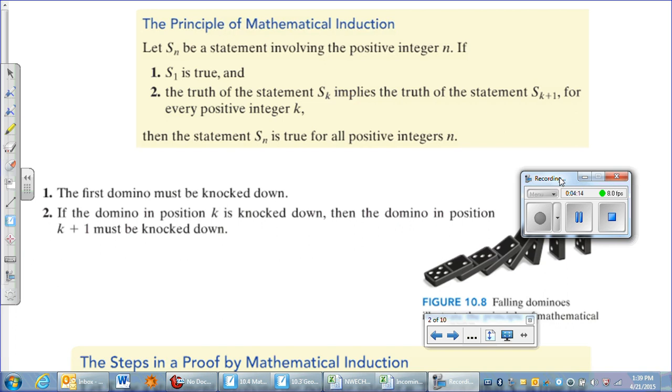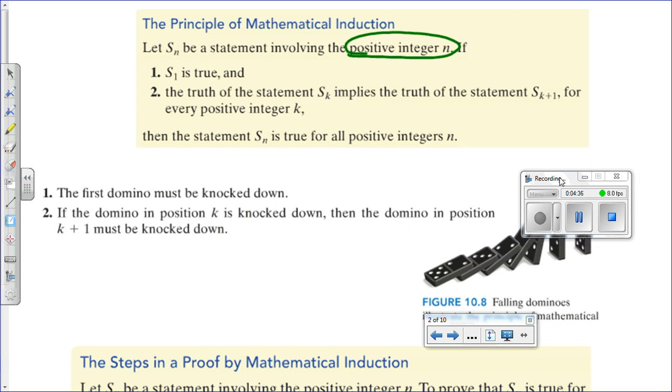Okay, so several real math formulas have been proven using mathematical induction. And so, like I was showing you with the dominoes, we're going to start with the principle of mathematical induction. It states that for any positive integer n, if you can prove that s sub 1 is true, and then after that, we're going to make an assumption. We're going to assume that s sub k is true. So this is going to be an assumption.